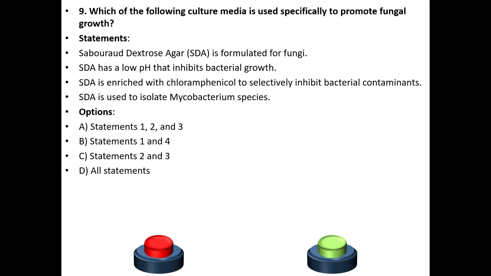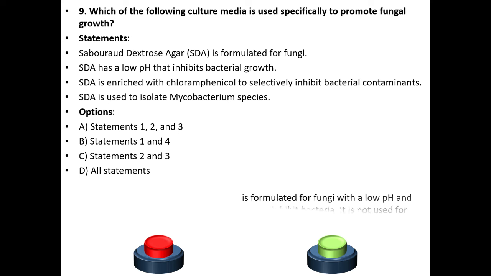Ninth question. Which of the following culture media is used specifically to promote fungal growth? Statements. SDA is formulated for fungi. SDA has a low pH that inhibits bacterial growth. SDA is enriched with chloramphenicol to selectively inhibit bacterial contaminants. SDA is used to isolate Mycobacterium species.